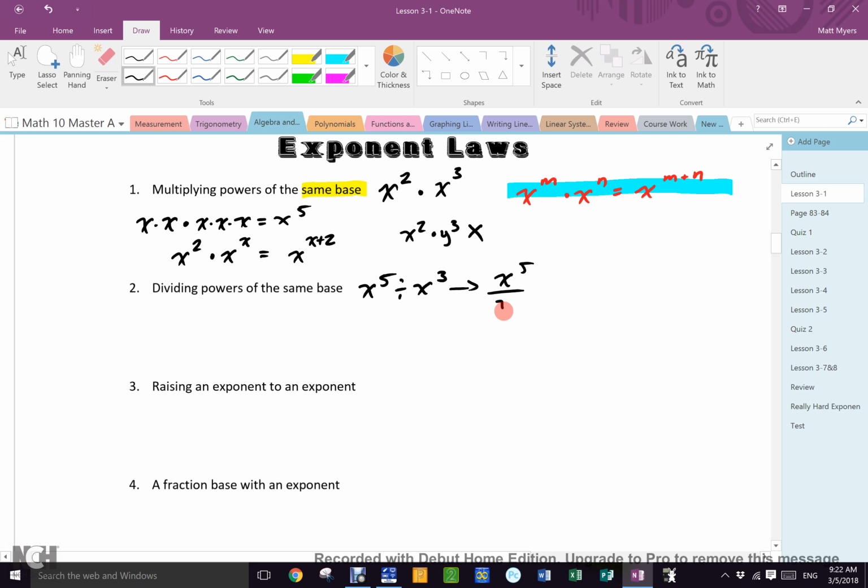X to the 5 over x to the 3. Right? What does x to the 5th mean? What is actually happening? There's 5 x's. And what is actually happening down here? There's 3 x's. What happens when you have the same thing on the top and bottom? Cancel, cancel, cancel. Because x divided by x is 1, right? What's left? X to the 2, not 2x. What's the shortcut? Subtract. So what's the rule? X to the m over x to the n is x to the m minus n. No matter what.